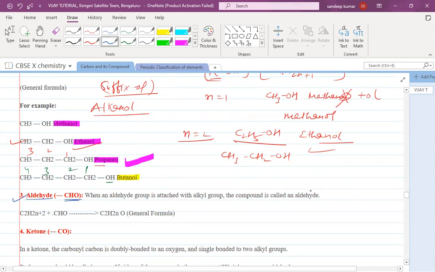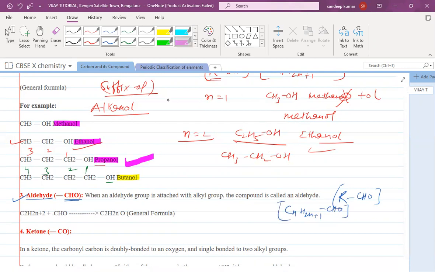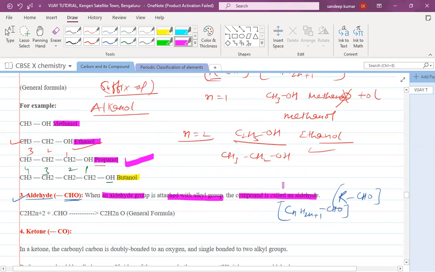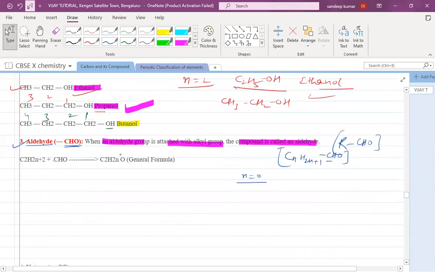Next, we'll see aldehyde. Aldehyde is what? CHO. How is it generally represented? RCHO, where R is nothing but an alkyl group, CnH2n plus 1 CHO. When an aldehyde group is attached to an alkyl group, the compound is called an aldehyde. Now, one thing you have to understand: as one carbon is already here, you have to take n is equal to 0. You can start n is equal to 0 here.